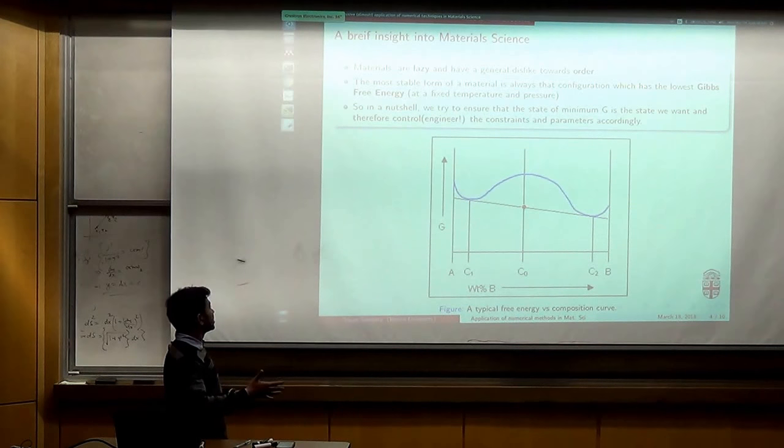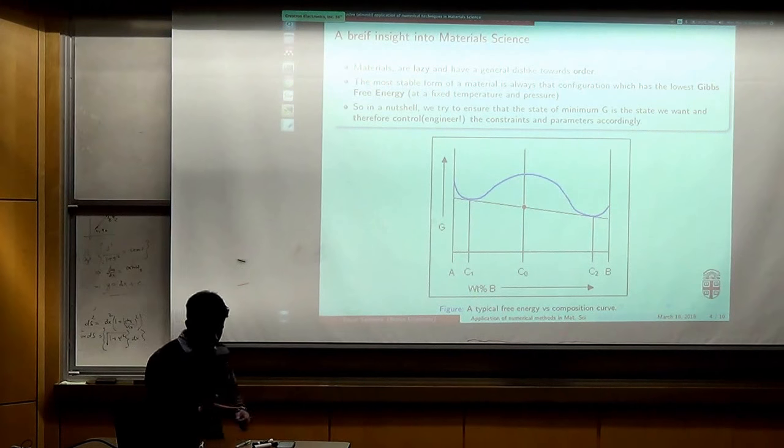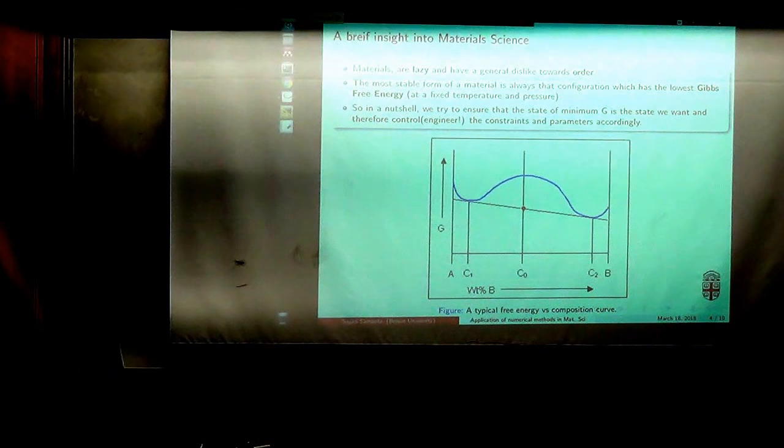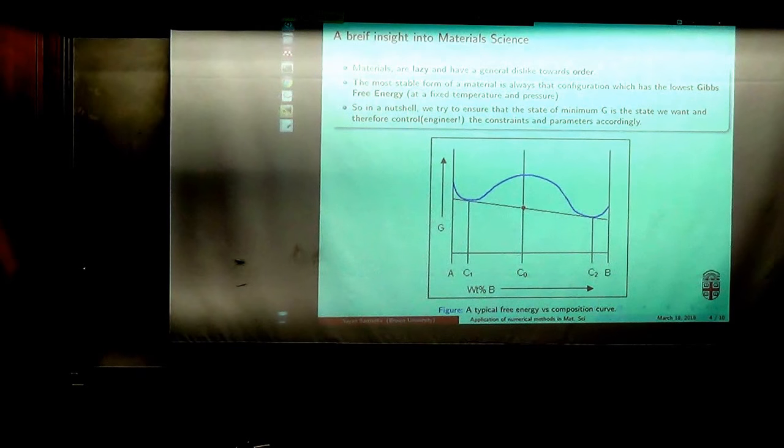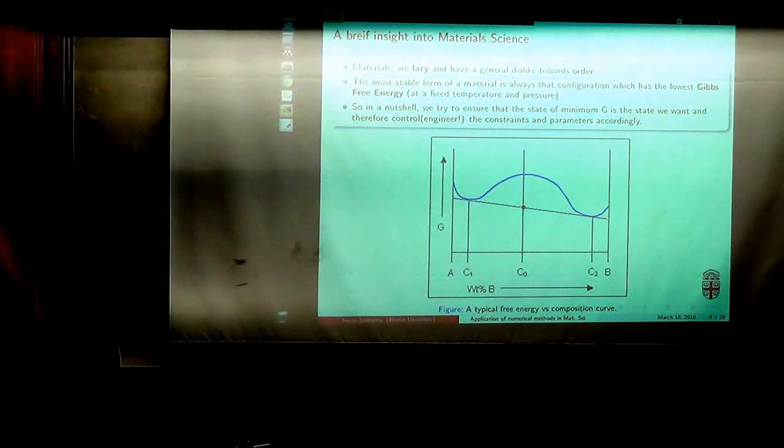Now, energy is a very loose term. By energy, what I mean is that there is some function, in this case let's call it G, which is a function of, in this case, the composition. And what is composition? For example, say we have brass, which is made out of copper and zinc. How do we make brass? We mix a certain percentage of copper and a certain percentage of zinc, mix it all together, and that is known as brass.